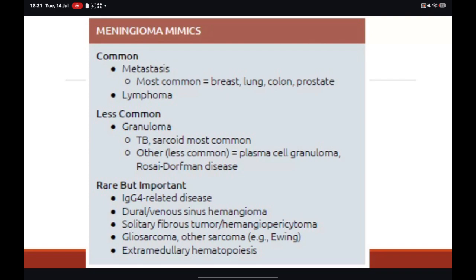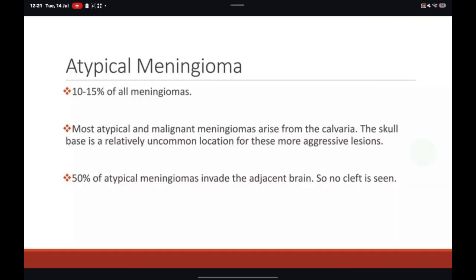Meningioma mimics. Here you can see commonly metastasis, lymphoma, less commonly granuloma, and rare but important IgG4-related disease, dural venous sinus hemorrhage, and such things.